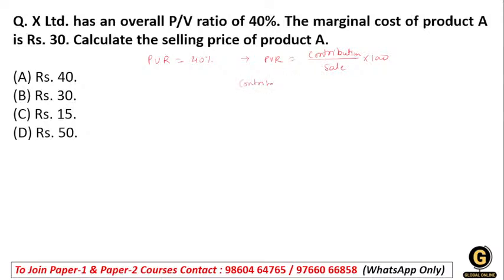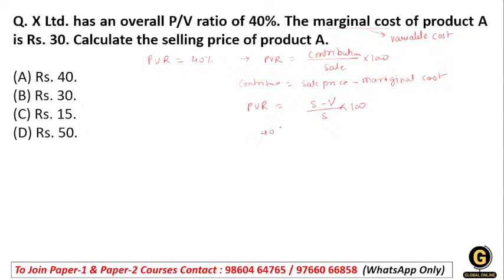Contribution is selling price minus your marginal cost, isn't it? So we have the PV ratio, we have the marginal cost, and don't get confused, marginal cost is nothing but your variable cost. Variable cost is also known as marginal cost. So we have the variable cost and the PV ratio. PV ratio is given to you. Contribution means sales minus variable cost, divided by sales, multiplied by 100.